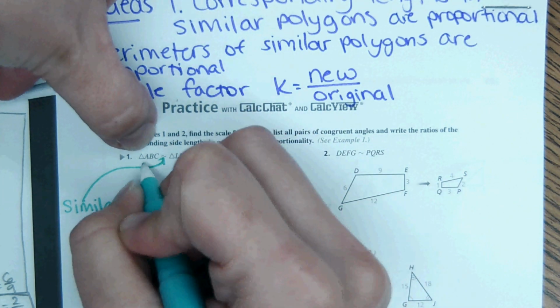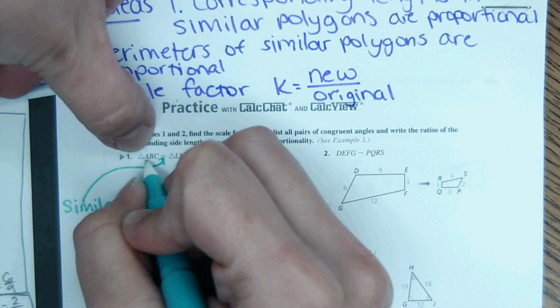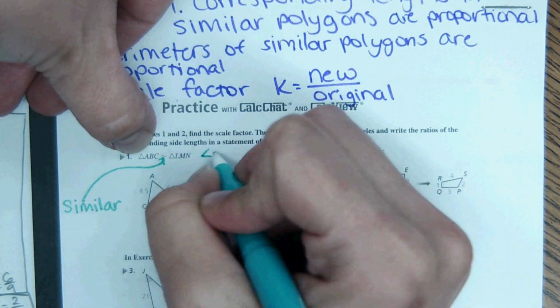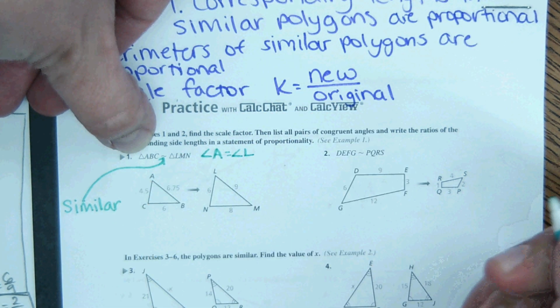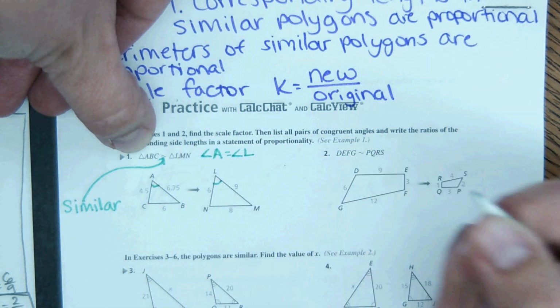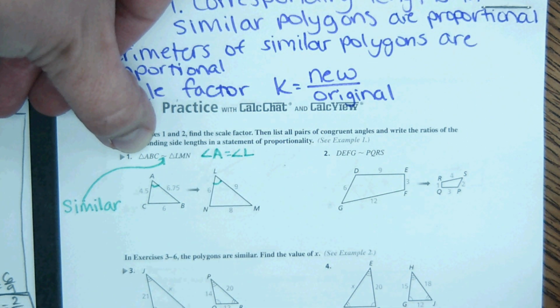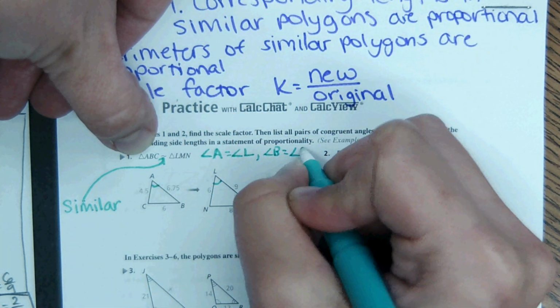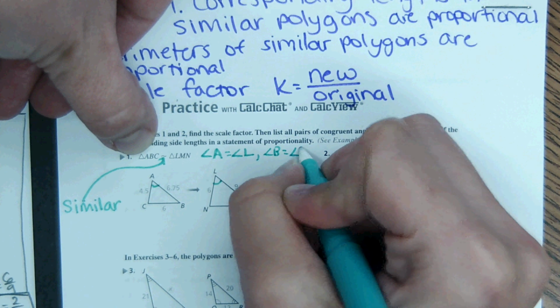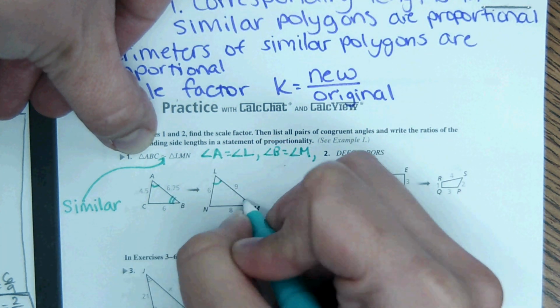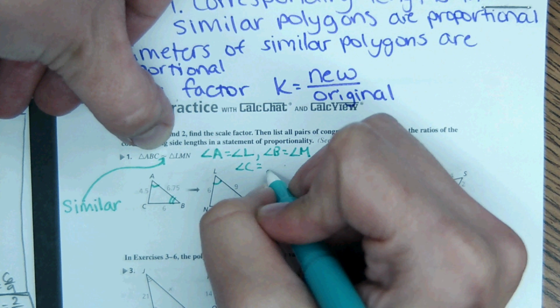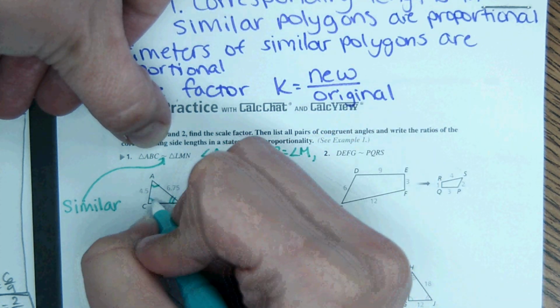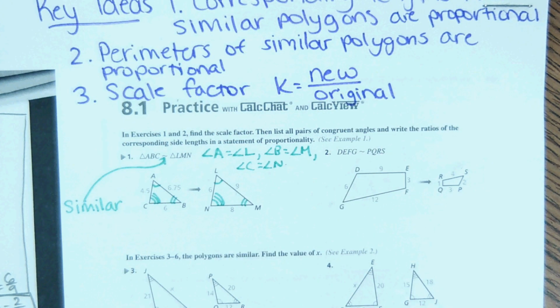So the angles, and in this congruent statement, the order is important. So angle A is equal to angle L. It's the same measure. So A and L, same measure. And angle B, the middle letter, is equal to angle M. And then angle C is equal to angle N. So in similar shapes, the angles are the same.